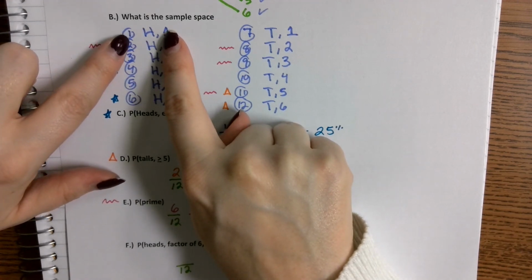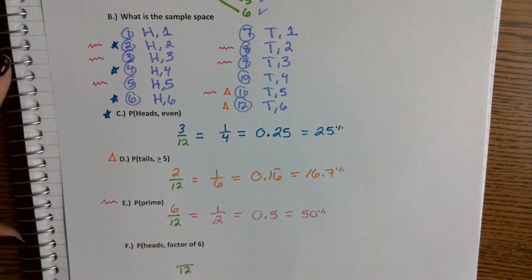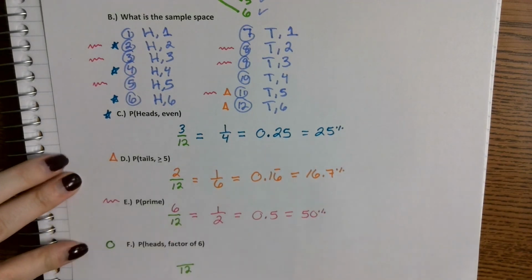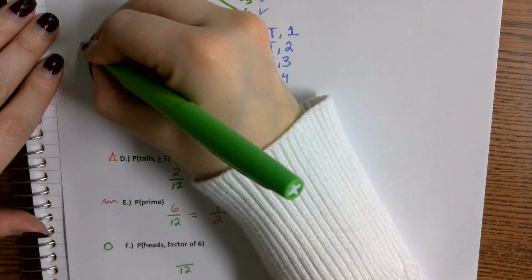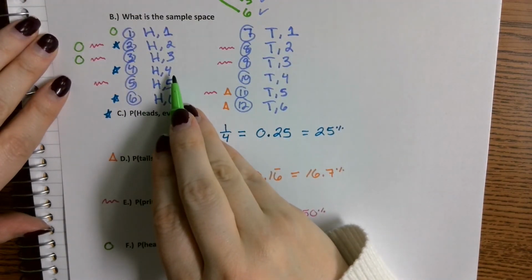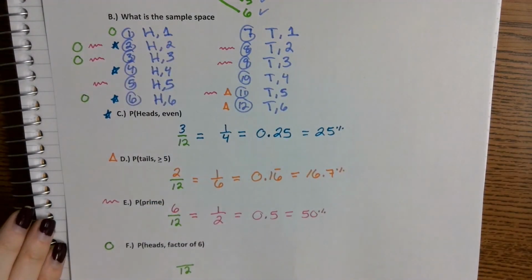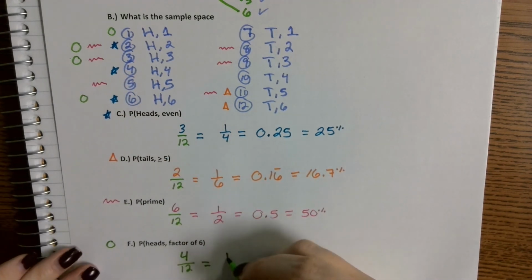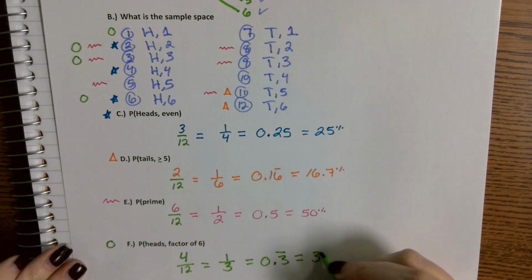Is 1 a factor of 6? Yeah, because 1 times 6 will give you 6. So that's going to work. So we'll put a little circle next to the number 1. What about 2? Is that a factor of 6? Yeah, because 2 times 3. So that means 3 is also a factor of 6. Is 4? 5? 6? Yes. So how many options? 4, right? 1, 2, 3, 4 options. So 4/12, which is 1/3. Good. 0.3 repeated, or 33.3%.